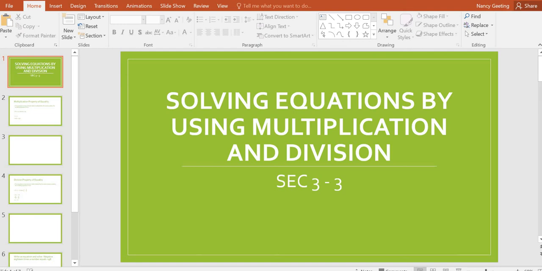Section 3.3 is solving equations by using multiplication and division. So very similar to our last section.